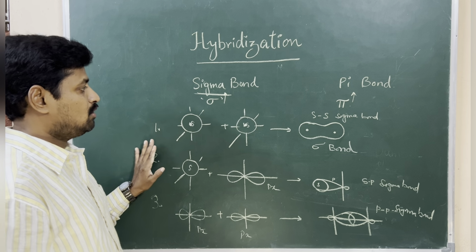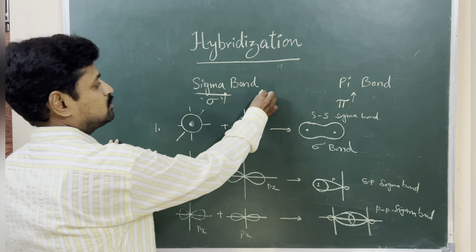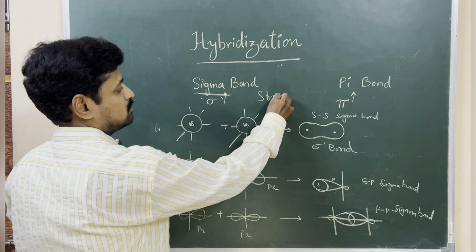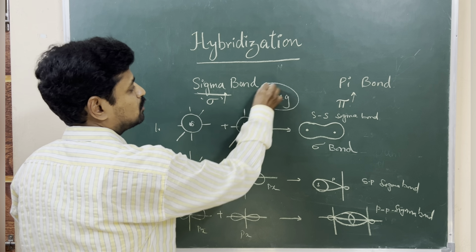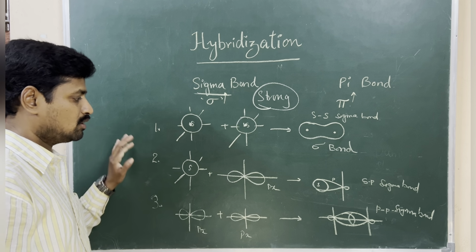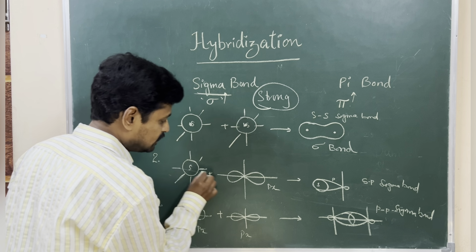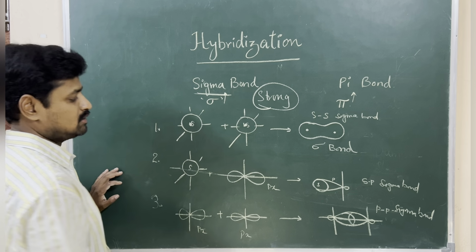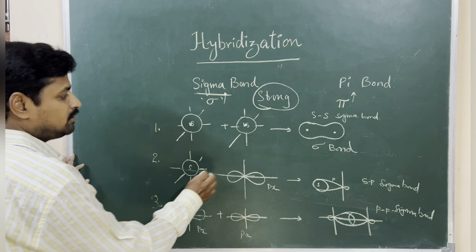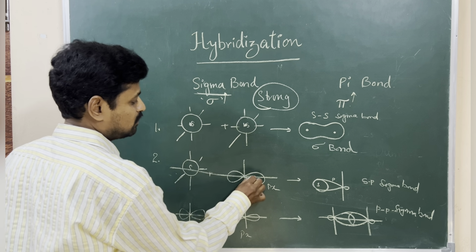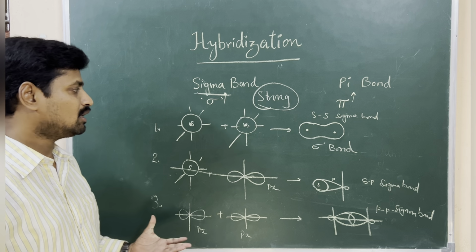Now here all the sigma bonds are strong bonds. Sigma bonds are strong bonds because the overlapping is happening along the internuclear axis. Along the internuclear axis. What is the meaning of the word internuclear axis?